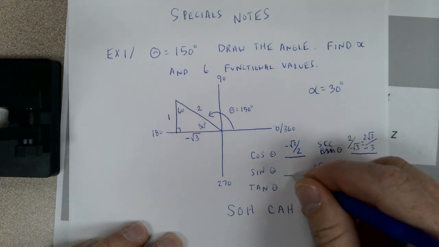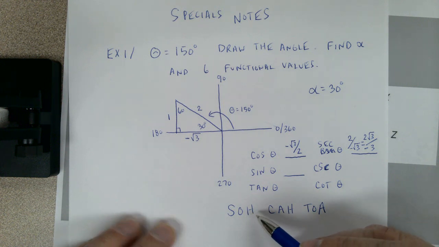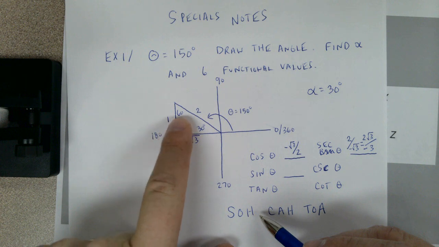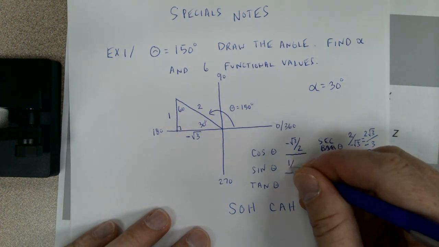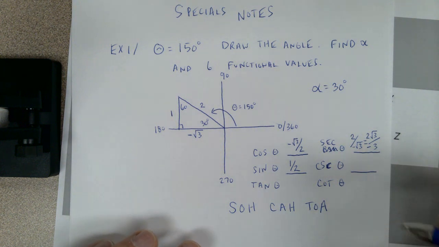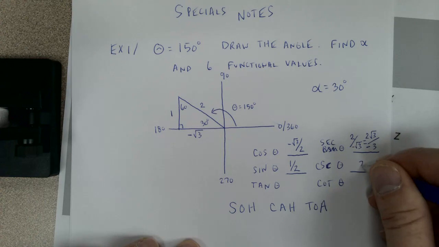Now I'm going to go ahead and move on to sine. Sine we know is opposite over hypotenuse. Well, in my picture, opposite is 1, hypotenuse is 2, so that's 1 over 2. Then cosecant, if I do the reciprocal, it's going to be 2.